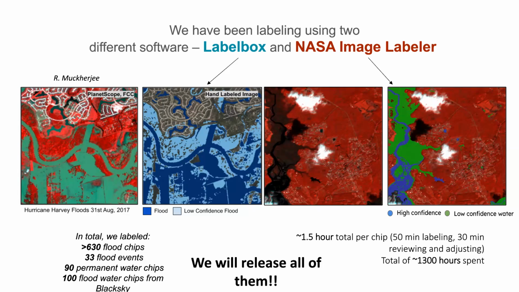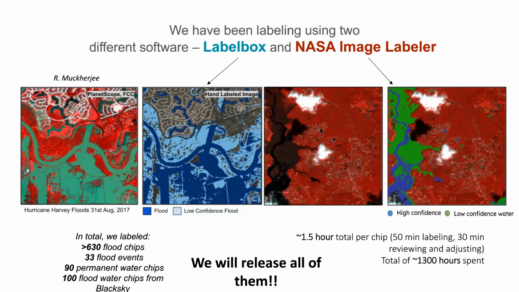But we actually have even more data sets. We also have one data set that contains 90 permanent water chips, also 1024 by 1024. And we have another data set that's labeled based on BlackSky, which is also a commercial data set but has a much higher spatial resolution of 1 meter.